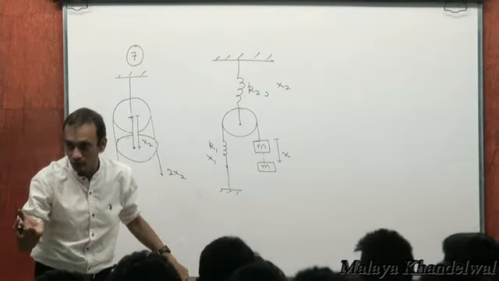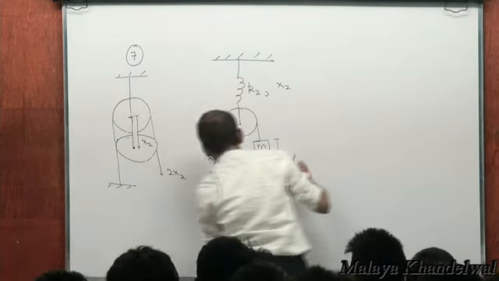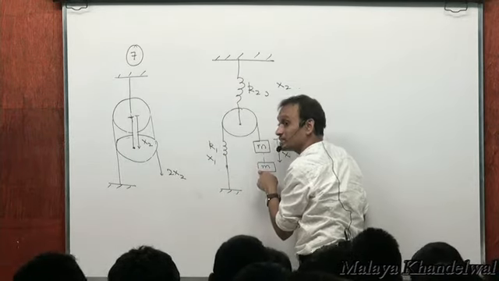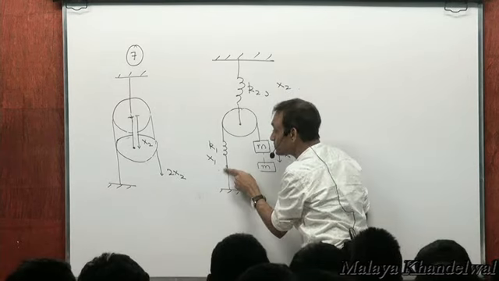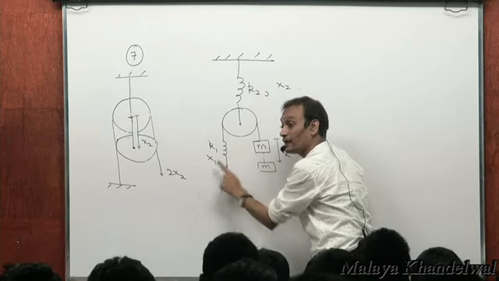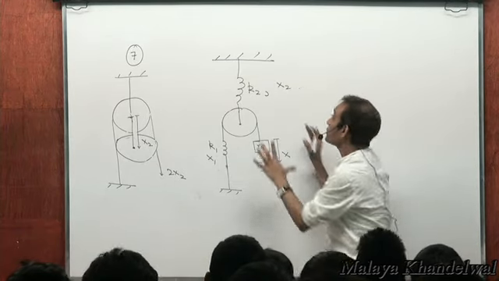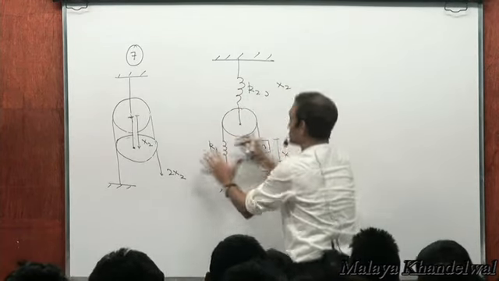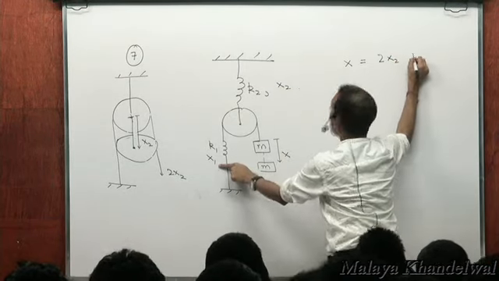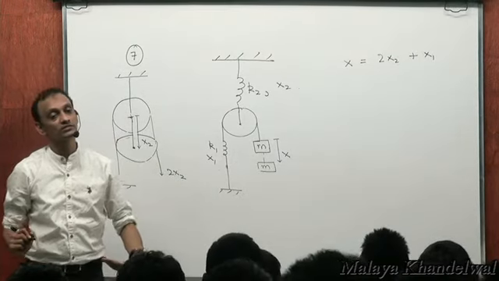Vertical, horizontal, right? If this spring elongates by an amount x1, the mass will descend by an amount x1. Therefore, the total descent of the mass m as a constituent of this and this would be what? x would be 2x2 because of this and x1 because of this. Yes or no? Can I say this?